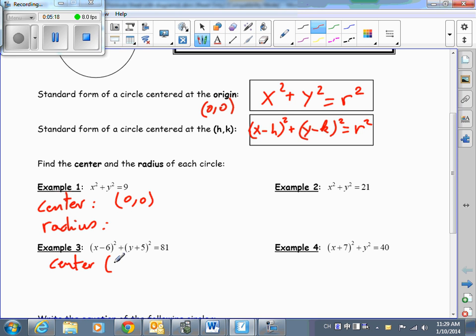So 6 and negative 5. You've got to switch the sign. So you note that negative 6 is in here, so it will be 6. 5 is in here, it will be negative 5. And now, let's talk about radius.